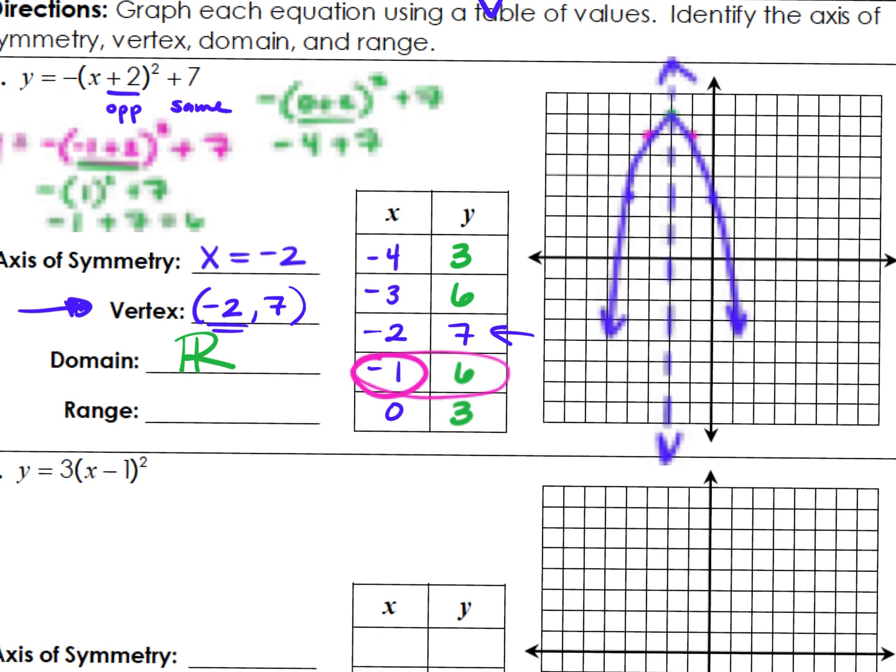The range will change. It's always going to be a y, but it might be greater than or equal to, or it might be less than or equal to. What's this going to be? When it goes down, it's less than, okay? So when it's opening down, less than or equal to what number? Always the y value of your vertex, right? That's the highest y value, so it's everything less than or equal to that.